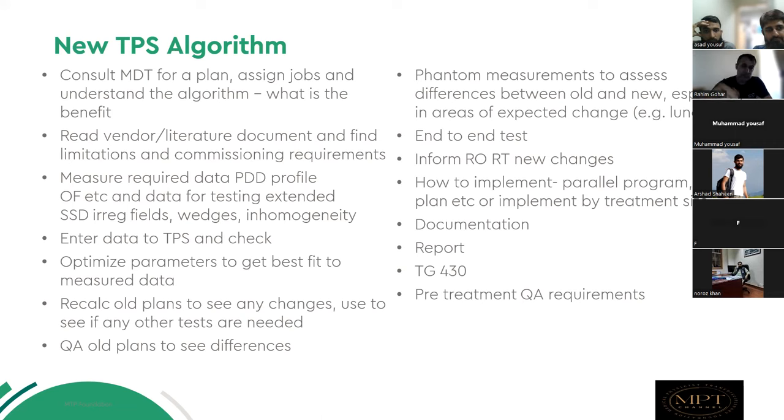So that's one aspect. For that, he rightly mentioned that he will read the vendor manuals and the release notes, and he will do some literature review on that new algorithm. And if there is a requirement of any extra PDD or output factors, whatever. And then, as you mentioned, you will put it into the TPS and model that, and you will check by doing some calculations on some of your old plans and see what kind of difference you are getting. And as I said, this is very important, that you have to do QA for some of your old plans where the results are very different, which is not making sense for you.